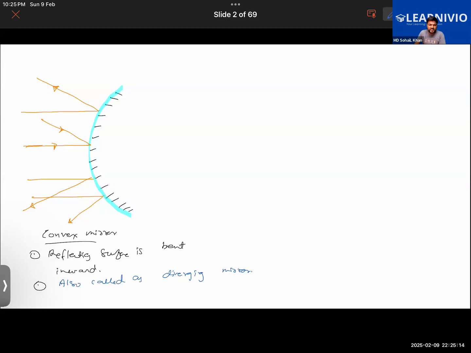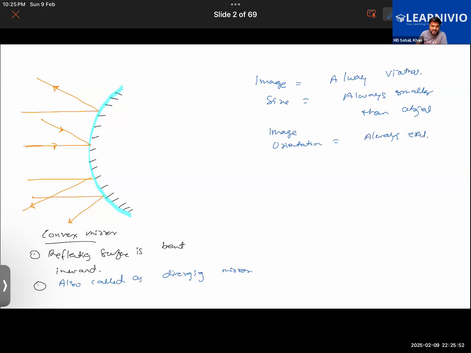Now, as for the nature of the image formed by it, the image formed by this is always virtual in nature. Not in size, in nature. So always virtual. Got it? About the size, it is always smaller than the object. As for the orientation, it is always erect, upright, always upright.